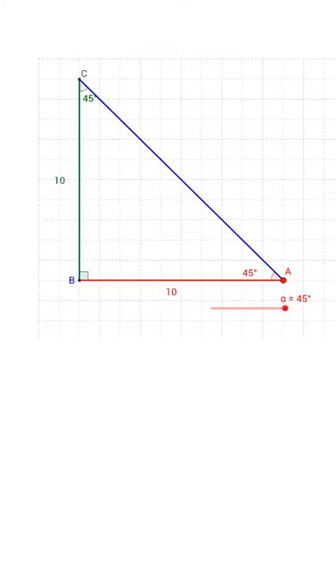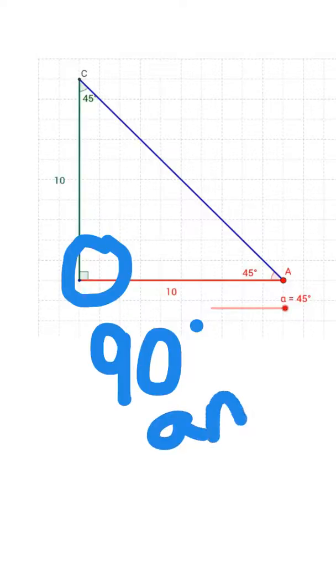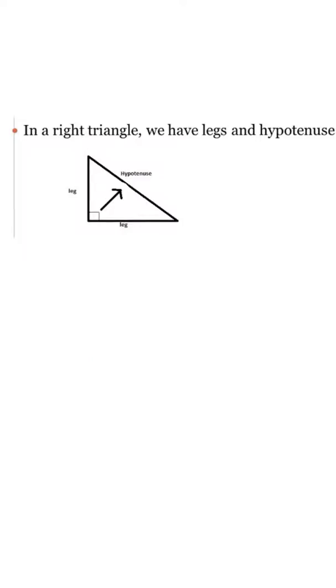If you can recall, a right triangle is a triangle that has a 90-degree angle, and this is shown by the little square there. In a right triangle, we have a couple different parts. First, we have two legs, and then we have a hypotenuse. The hypotenuse is the side that is across from the 90-degree angle.